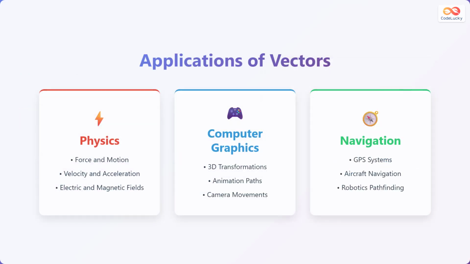Vectors have many practical applications. In physics, they are used to represent force, motion, velocity, acceleration, and electric and magnetic fields. In computer graphics, vectors are essential for 3D transformations, animation paths, and camera movements. Vectors are also used in navigation systems like global positioning systems, or GPS, aircraft navigation, and robotics pathfinding.